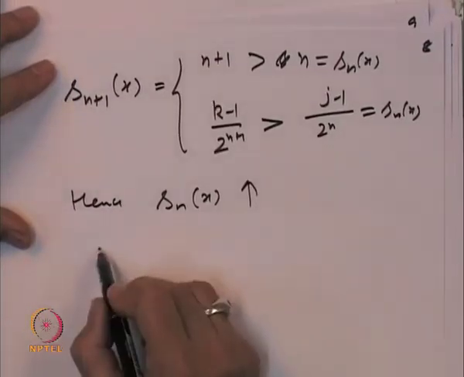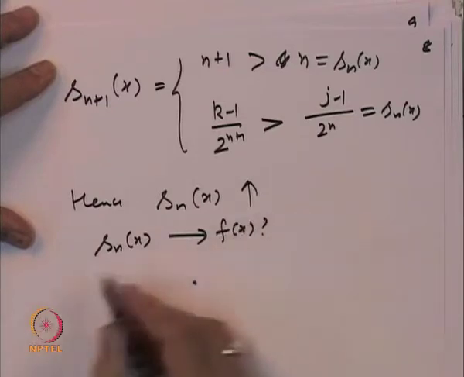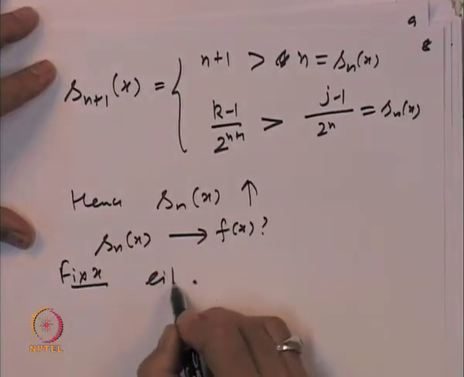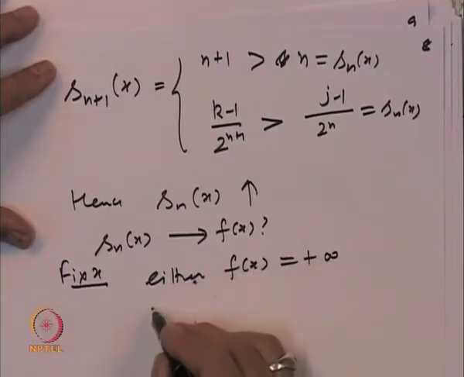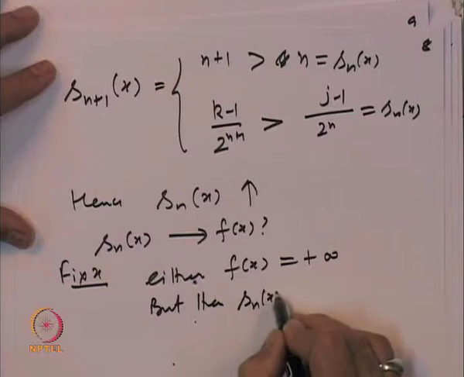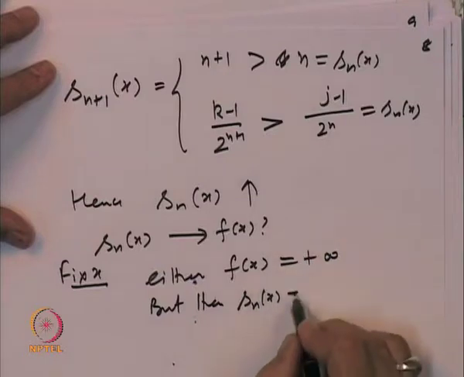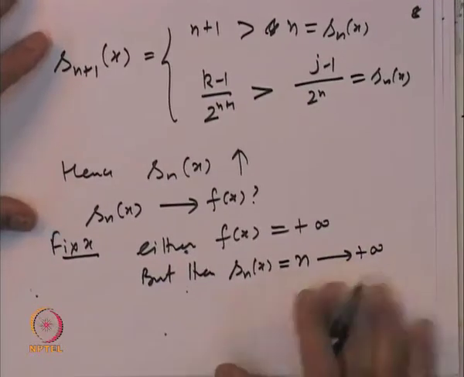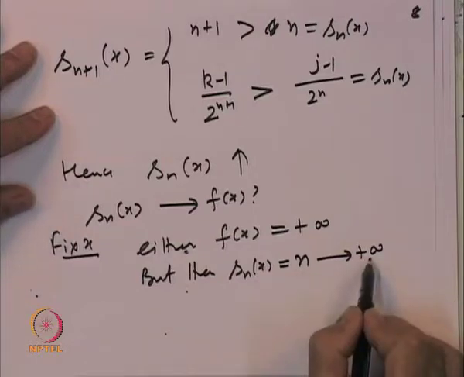And let us prove that S_n(x) converges to f(x), that the limit is equal to f(x). So, if we fix x, then either f(x) is equal to plus infinity, that is one possibility. If this is plus infinity, what is S_n(x)? f(x) is always bigger than n for any n. So, S_n(x) is going to be equal to n, which goes to plus infinity as n goes to infinity. So, if f(x) is plus infinity, then S_n(x) is equal to n for every n, and hence it goes to plus infinity.